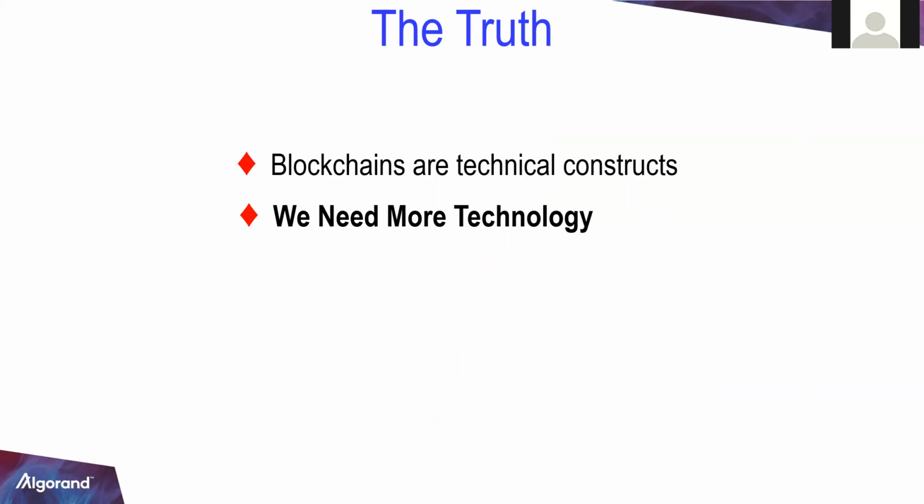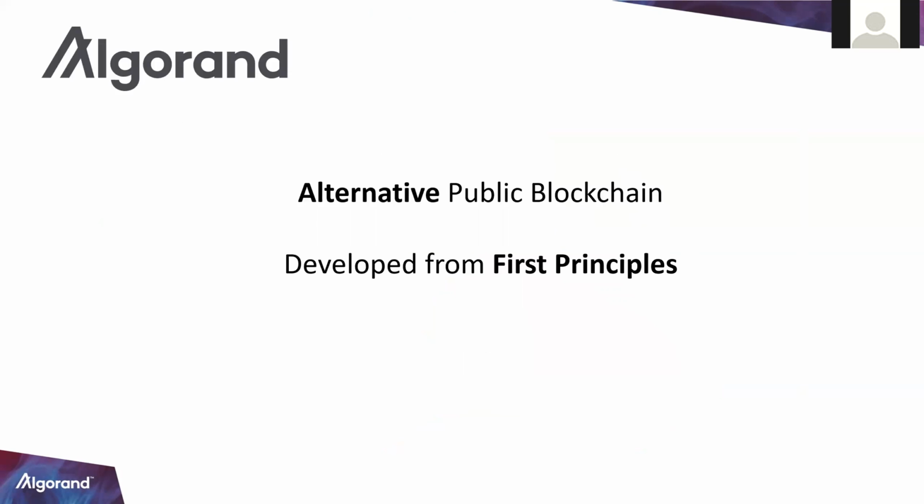Indeed, when we try to solve those issues, people have to realize that blockchains are not some buzzwords. They are really technical constructs, and in this domain, we need more technology to make things really work. And that is where Algorand becomes relevant. We often say that we are an alternative public blockchain because we are not a hard fork of any existing blockchain. We designed everything from scratch, learning lessons from the existing systems and rethinking everything from first principles rather than from heuristics.